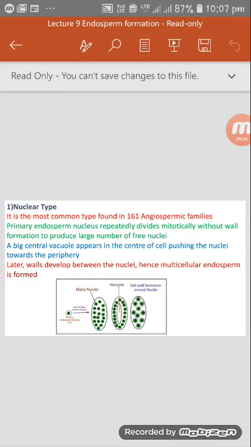It is the most common type found in 161 angiospermic families. The primary endosperm nucleus repeatedly divides mitotically without wall formation to produce a large number of free nuclei. A big central vacuole appears in the center of the cell, pushing the nuclei towards the periphery. Later, a wall develops between the nuclei. Hence, multicellular endosperm is formed.